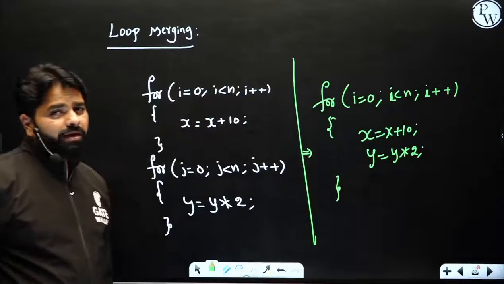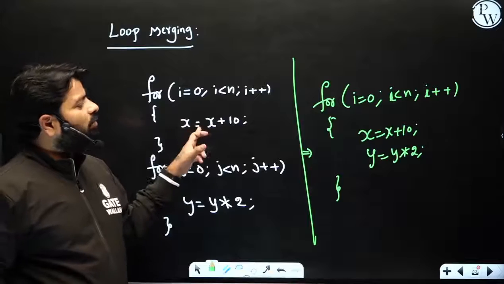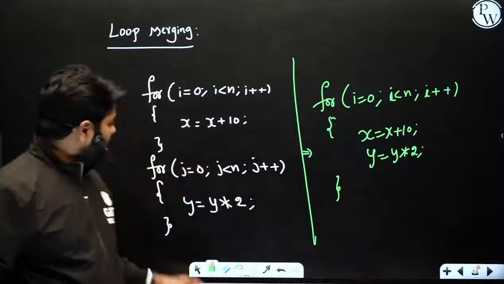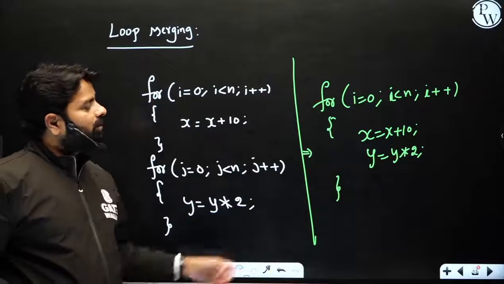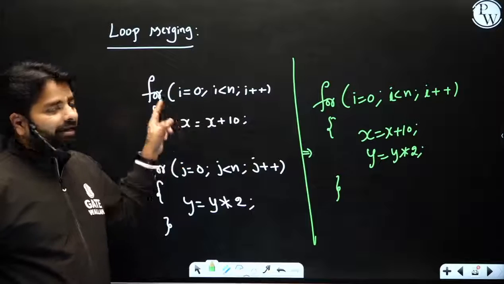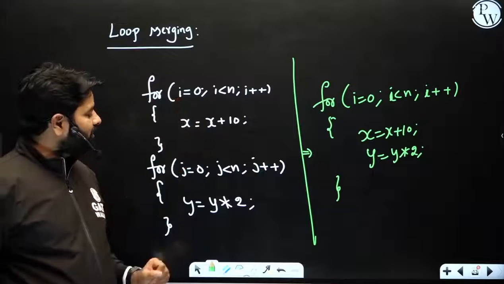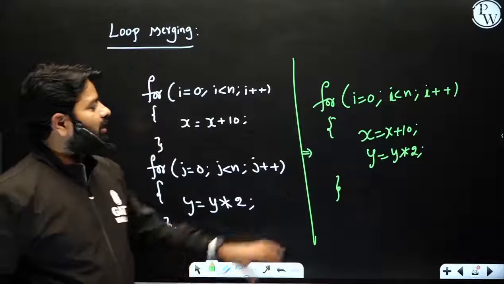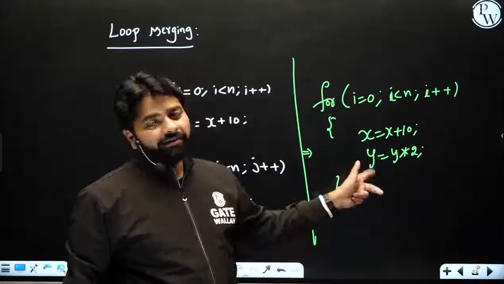Will it be the same? Yes, because the x value, whatever you see at the end of this loop, will be the same after this loop also. And what is the y value after this for loop? It is also the same here. The only thing is, here x is updated n times and y is updated n times independently, but now in every iteration both x and y are updated.